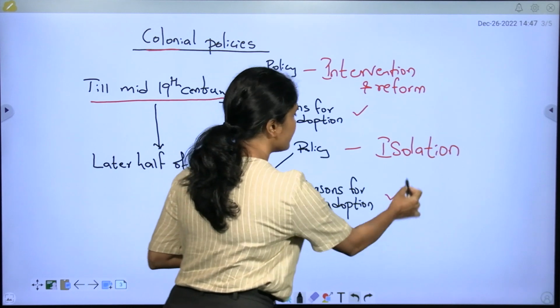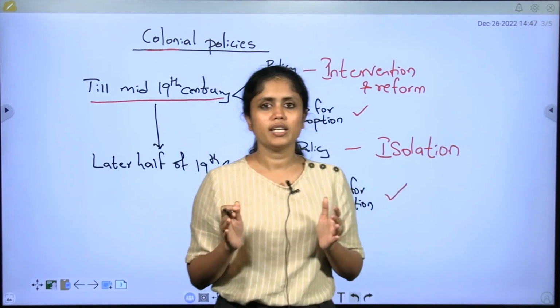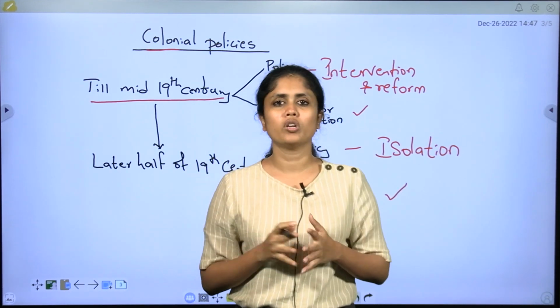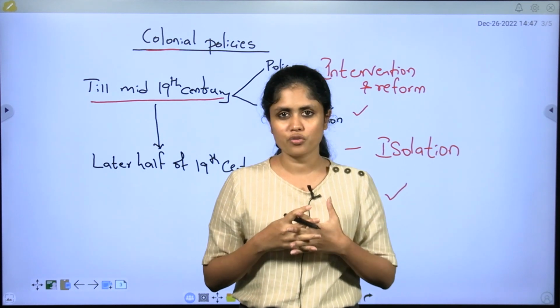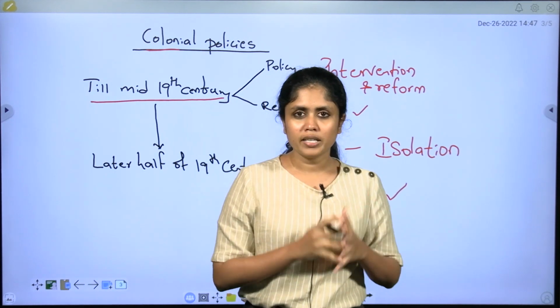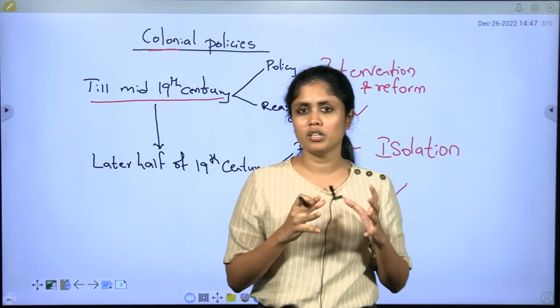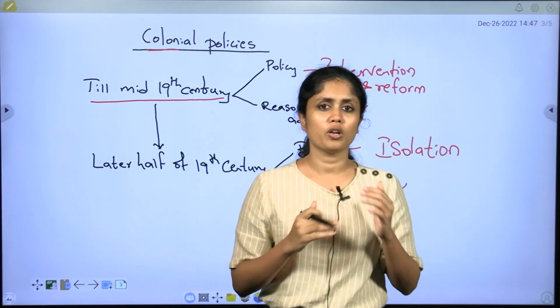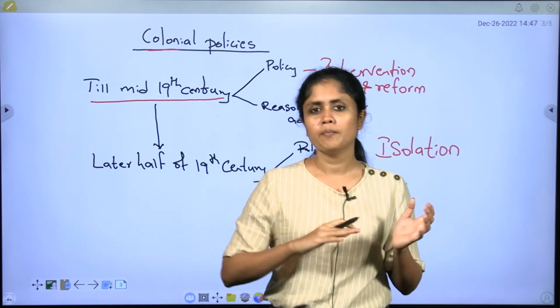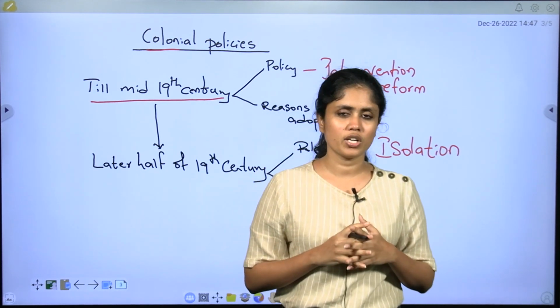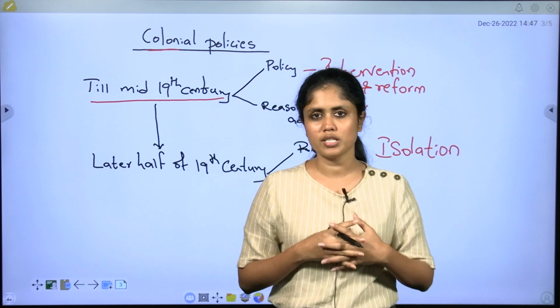Okay, so these are the reasons for adoption. So what you see is an evolution in the colonial policy towards tribes. In the beginning of the British period, what you see is an interventionist policy and also a policy to reform these tribal communities. Then slowly the stance changed to an isolationist policy.